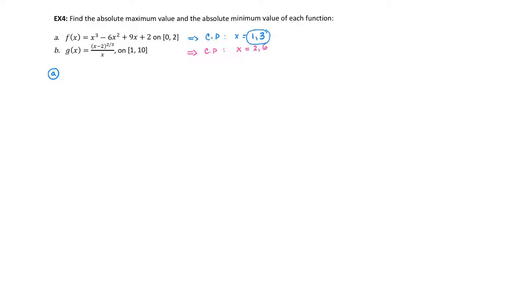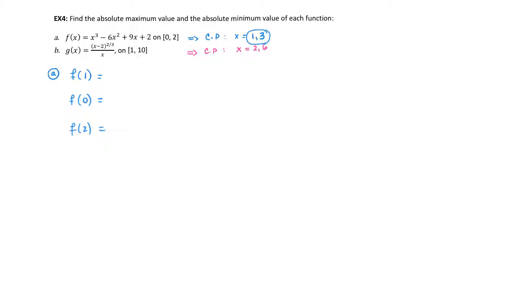So we will then compute f of 1, and we will exclude 3 again because 3 is not in the closed interval. And then we're going to compute f of 0 because 0 is the left endpoint, and then f of 2 because 2 is the right endpoint. So the extreme value theorem says that one of these is going to be the absolute maximum and one of these is going to be the absolute minimum.